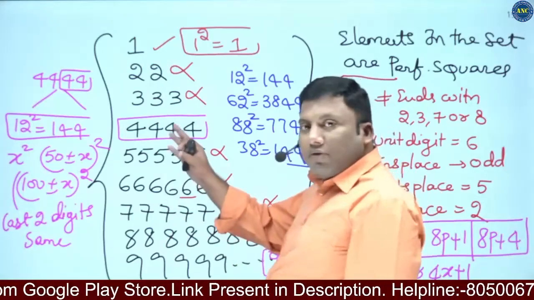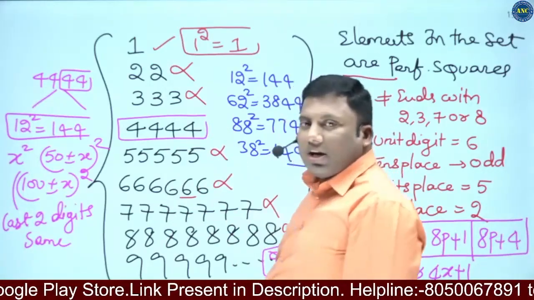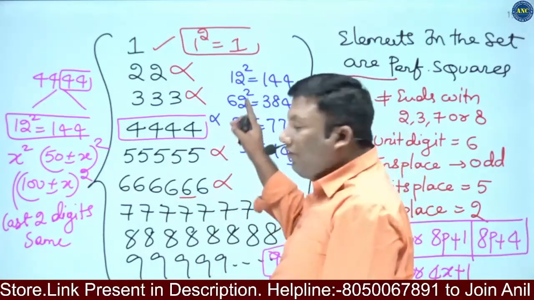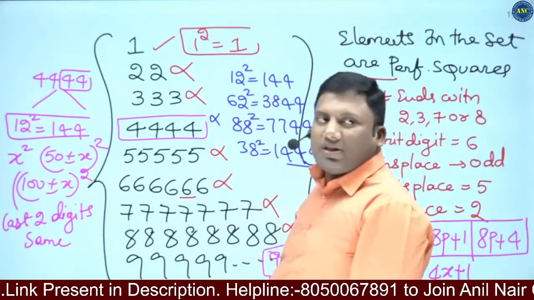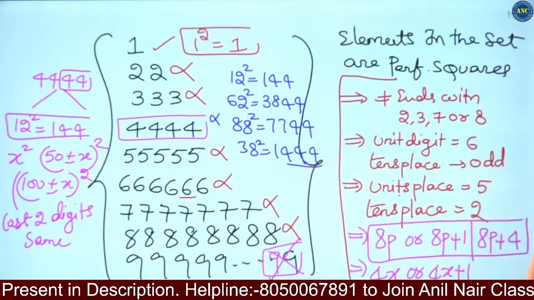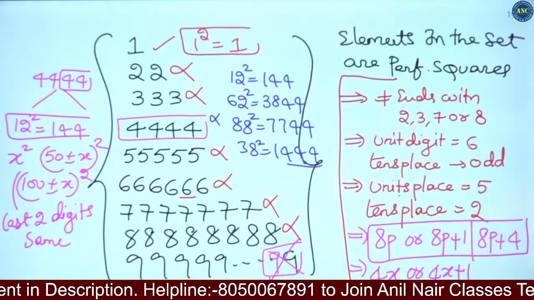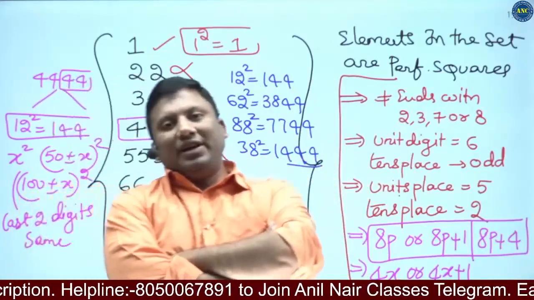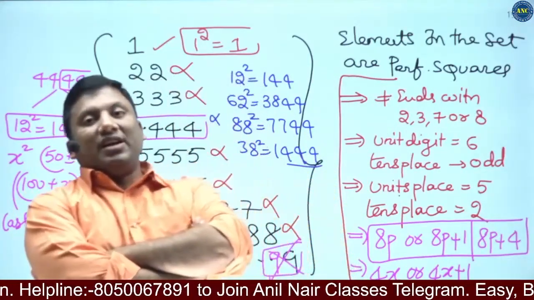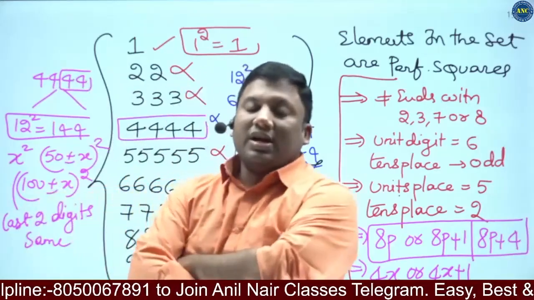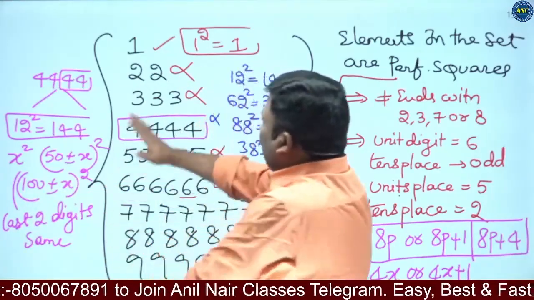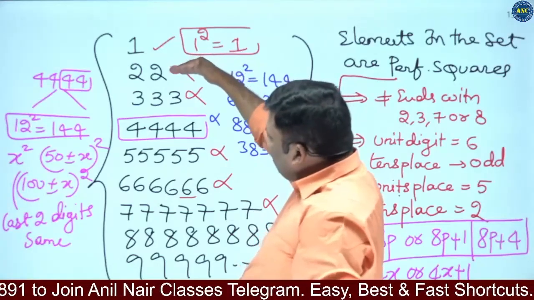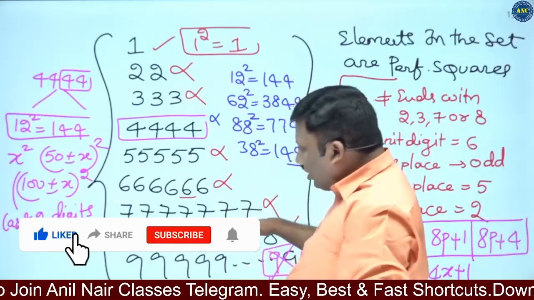What is the number? 44444. It is not possible. I hope it is clear. It is not a perfect square. If it is a perfect square, it should match any of these values. Very, very good question. 1 written once, 2 written twice, 3 written thrice, 4 written 4 times, 5 written 5 times, 6 written 6 times, 7 written 7 times, 8 written 8 times, 9 written 9 times. 2 written 2 times. A perfect square never ends with 2, 3, 7 or 8.